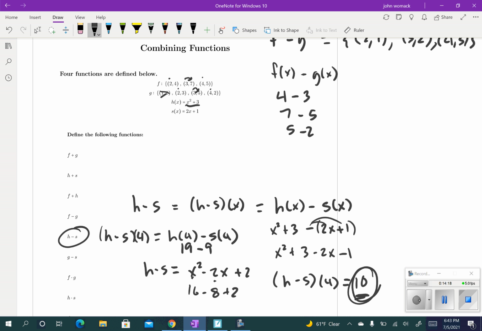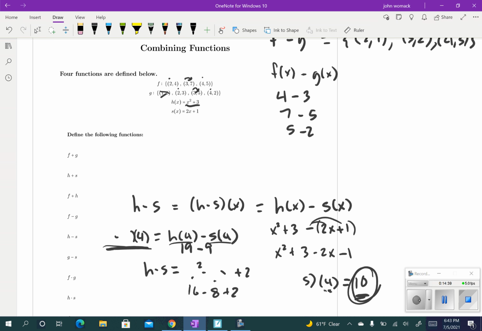So if they just ask you to evaluate for a number like that, h minus s of 4, you can just go h of 4 minus s of 4, find out what your answer is. Or you could combine the functions together like we did here, and then plug your 4 in, and it should come out to be the exact same thing. Let's do some multiplication here.